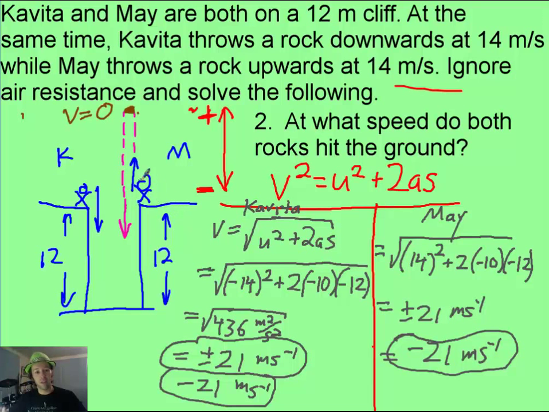That's a common thing that comes up in kinematics and projectiles: if you throw a ball upwards at, let's say, 14, it's going to stop and come back down. When it's right even with you, it's going negative 14, which would be the exact same thing that happened with Kavita throwing it down. So the only difference is they hit with the same speed, but this one from May just takes a lot longer in time.